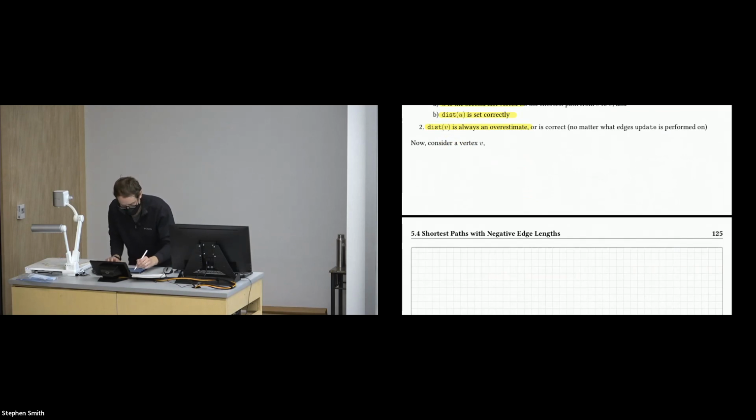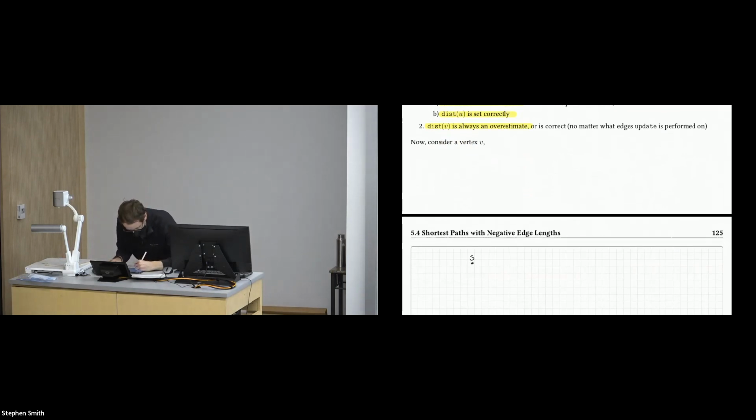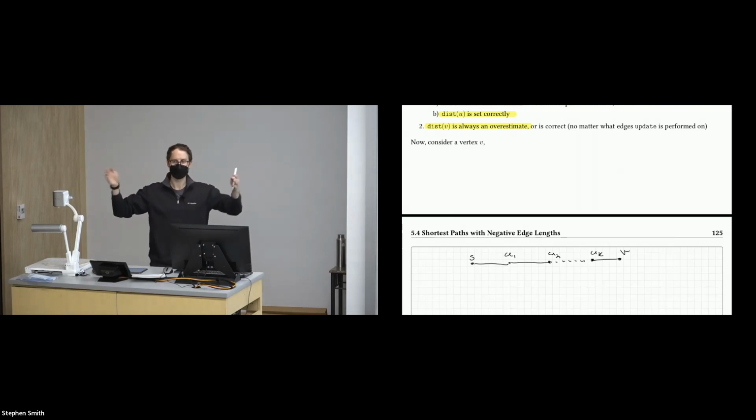So let's say I have some vertex V, and it has a shortest path from S to V. So we've got some S. Then let's say the next vertex on the shortest path to V is U1. Then it's U2. And then it goes along for a while up to UK. And then finally we get to V. So these ones are just direct edges. And then U2 to UK is a sequence of edges.